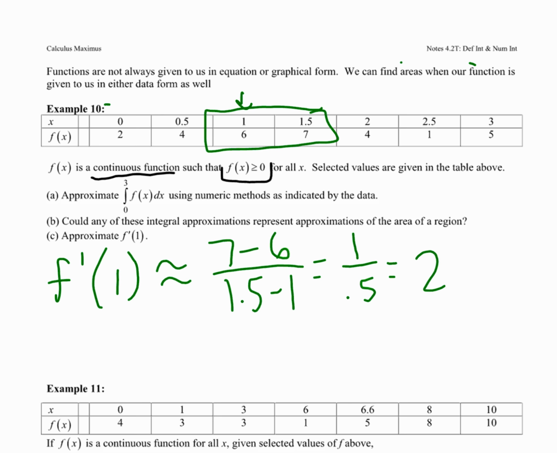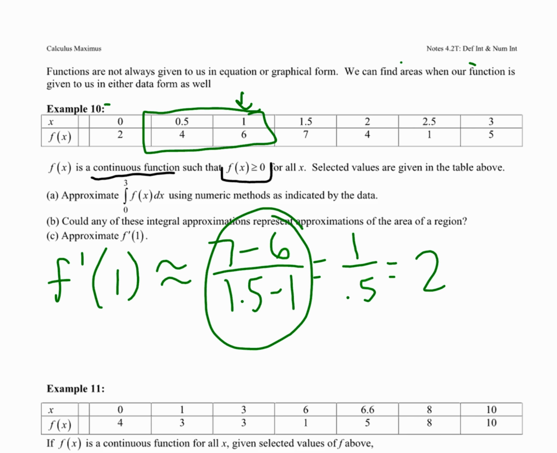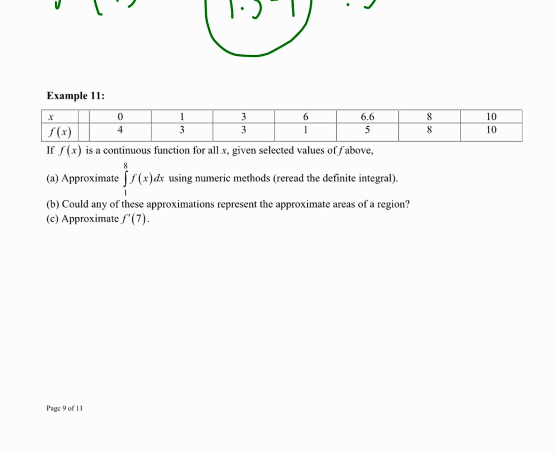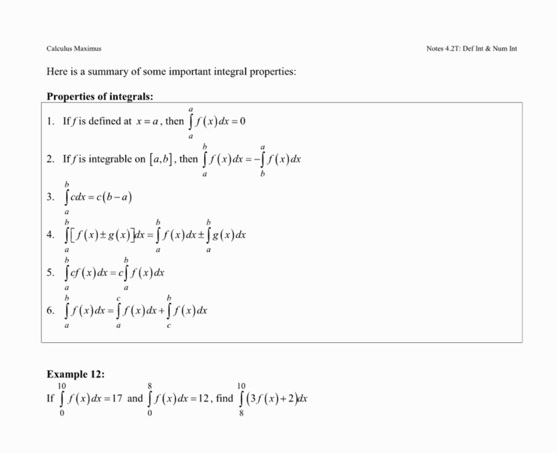Like I said, I could have approximated it using 0.5 to 1. It would be a different number, but that's okay. As long as you show the difference quotient, then I understand what you're saying. All right. And probably the last one. What else do we have on here? Yeah, we'll save that for the next video.